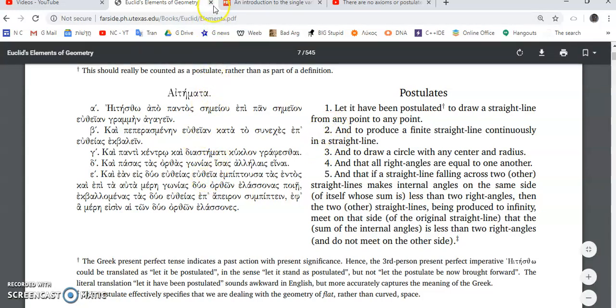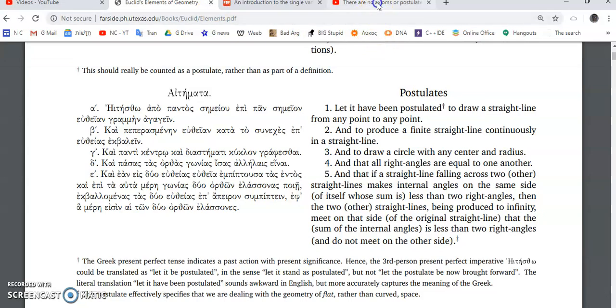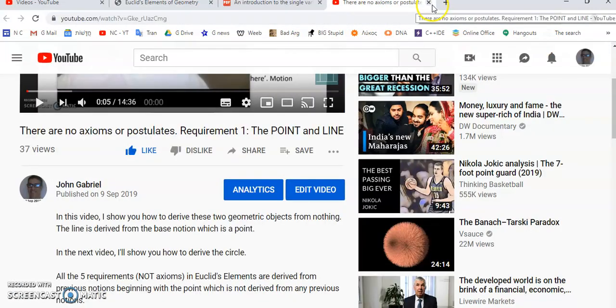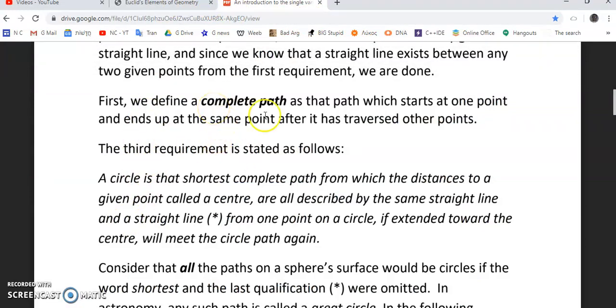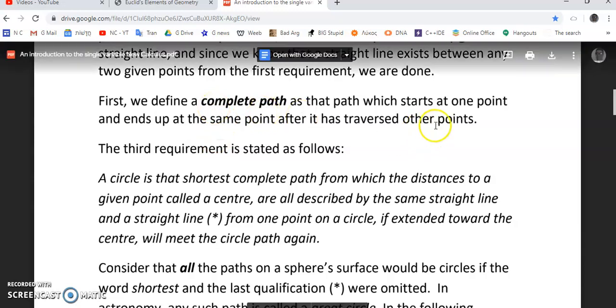And so let's close that up. And now I want to go to the definition of a circle. So I can easily say that a complete path is just that path which starts at one point and ends up at the same point after it has changed direction a few times.